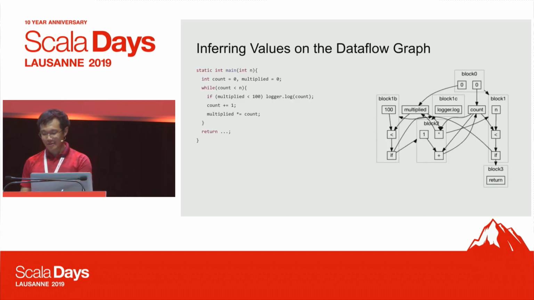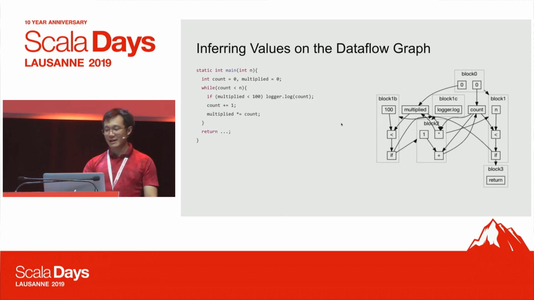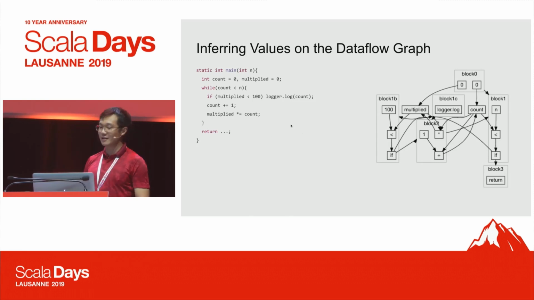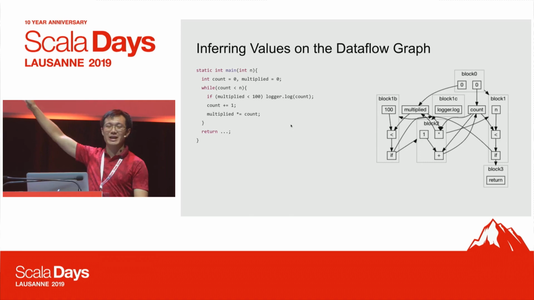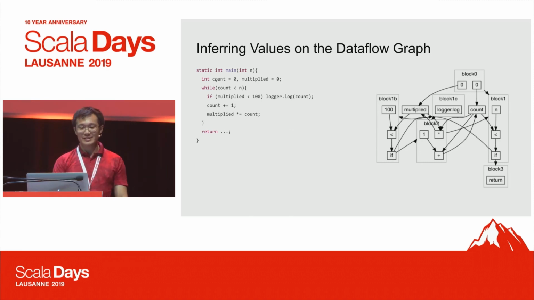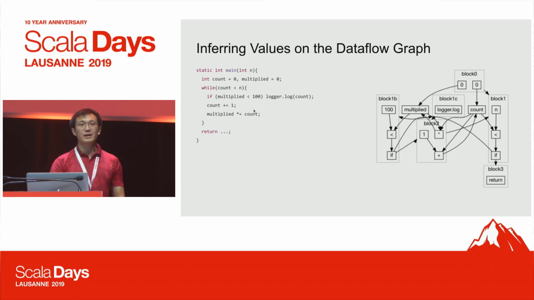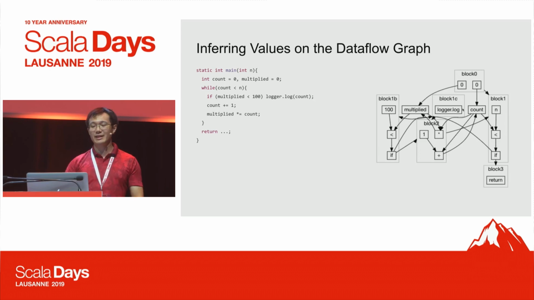So let's go to inferring values on the data flow graph. Here is a data flow graph for a simplified version of the main method we looked at earlier. I removed a bunch of stuff that we don't care about for now. We have count equals 0, multiplied equals 0, while count is less than the input n. If multiplied is less than 100, I log something. Increment count, multiplied. So there's a loop here, which makes the program a bit cyclic. And so you end up having a bit of a cycle in the data flow graph, which is why it looks a bit messy. But I'll walk you through this mess so you can understand what's going on.